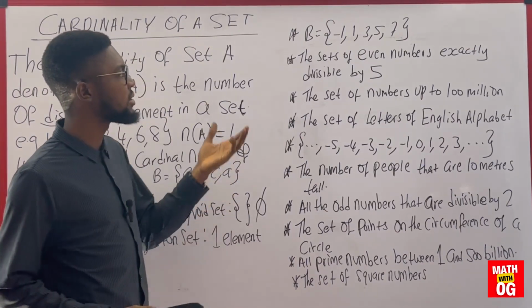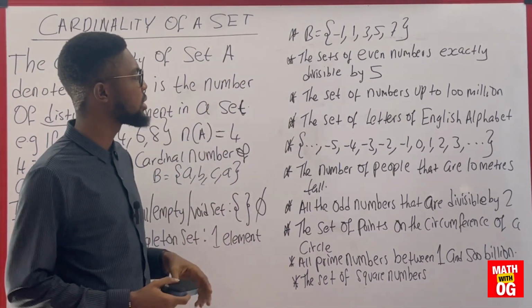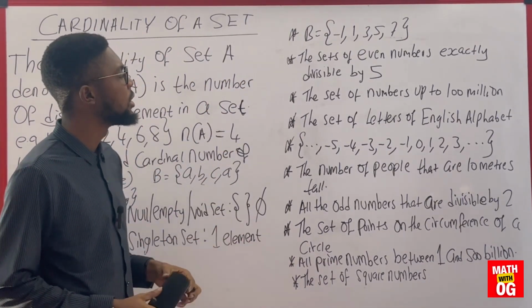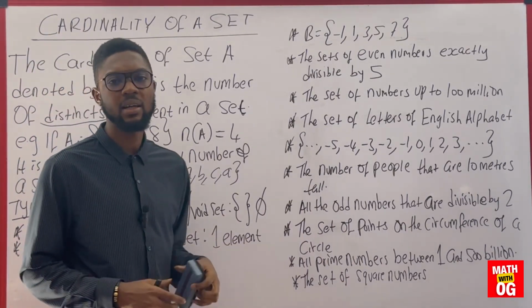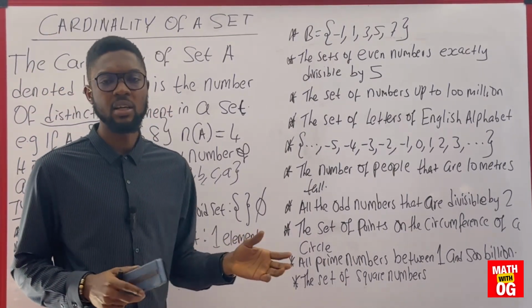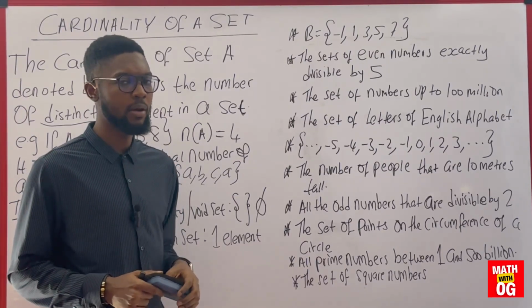So that's a finite set, not empty, not having just one element. Now the second question: the set of even numbers exactly divisible by 5.